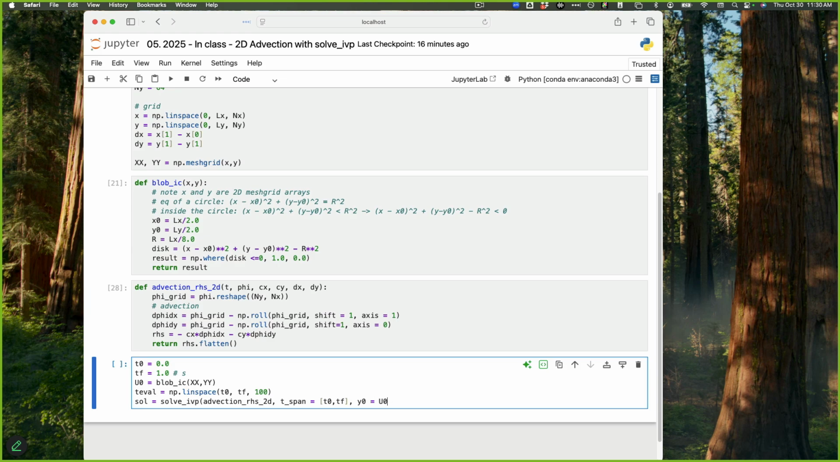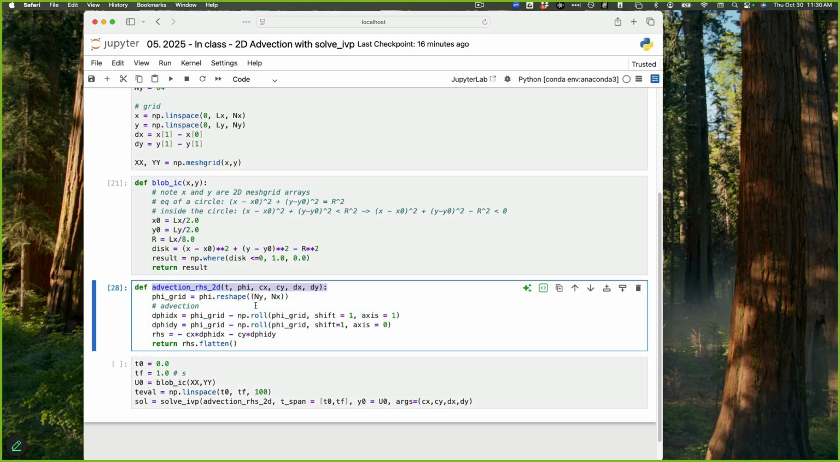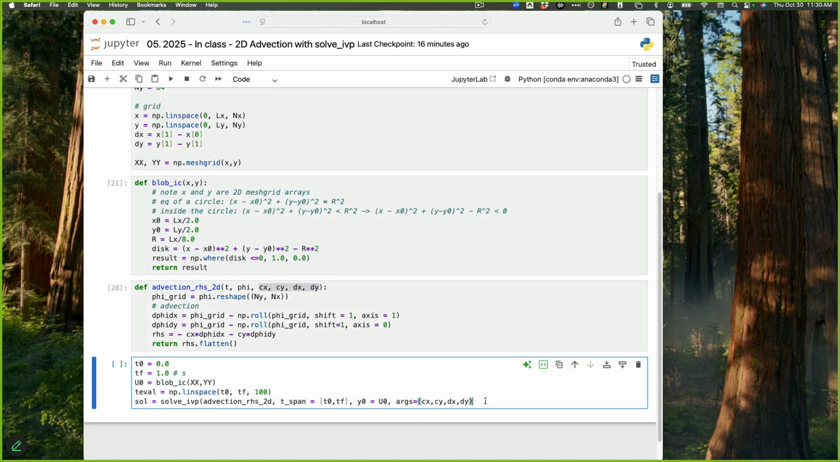It's going to throw an error now, and I'm going to let it throw an error. My arguments are equal to cx, cy, dx, dy, because that's how I designed this right-hand side, okay? T and phi are default arguments. The remaining ones are going to be passed through here, all right? And then my t eval is equal to t eval, okay?